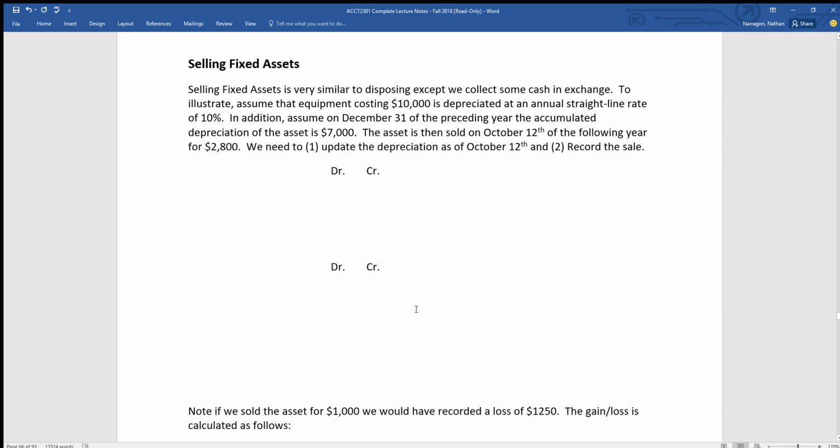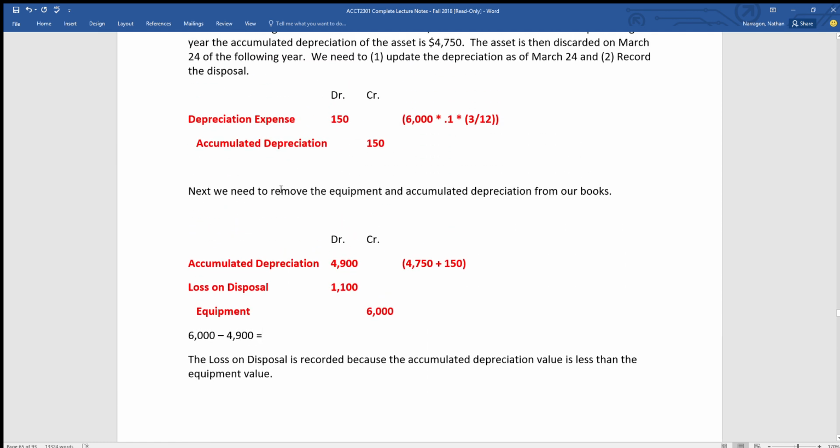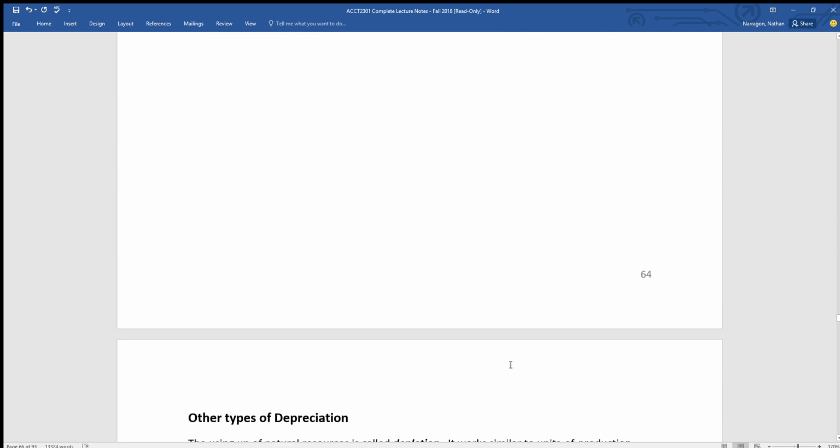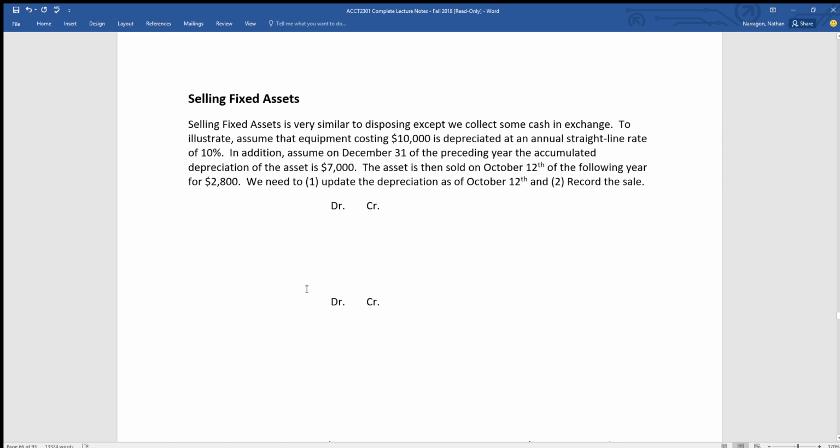We need to, again, do our two entries. Same thing as disposal: first entry is always going to be the depreciation. Second entry is going to be the sale. Anyway, so first one is the depreciation. Again, easy way here is calculate how many months we had it. I want to tell you this: you're going to calculate for the whole month of October by accident.